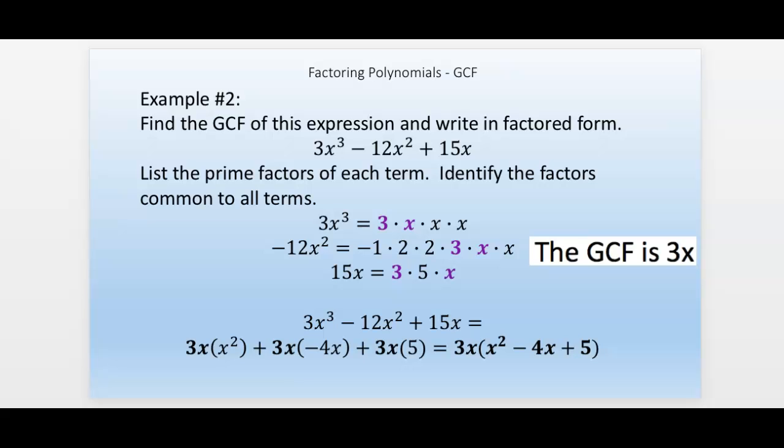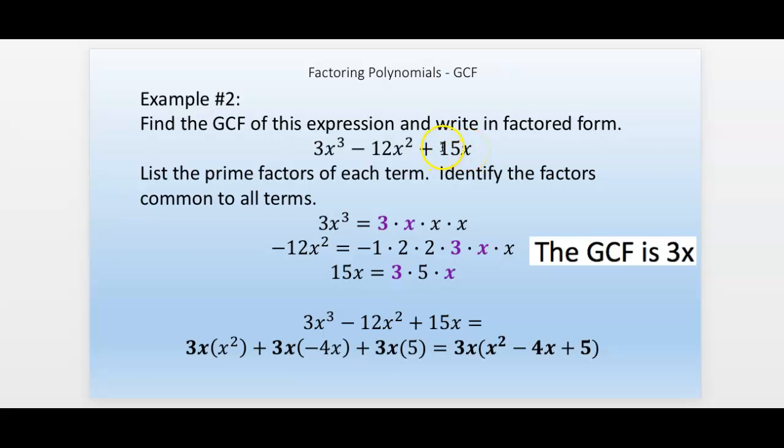Another example. Find the greatest common factor of 3x to the third minus 12x plus 15. Again, if you look at the 3, the 12, and the 15, you can probably see the greatest common factor of those numbers is 3. I can take a 3 out of each one. And then each one also has 1x. The 15 has no x.